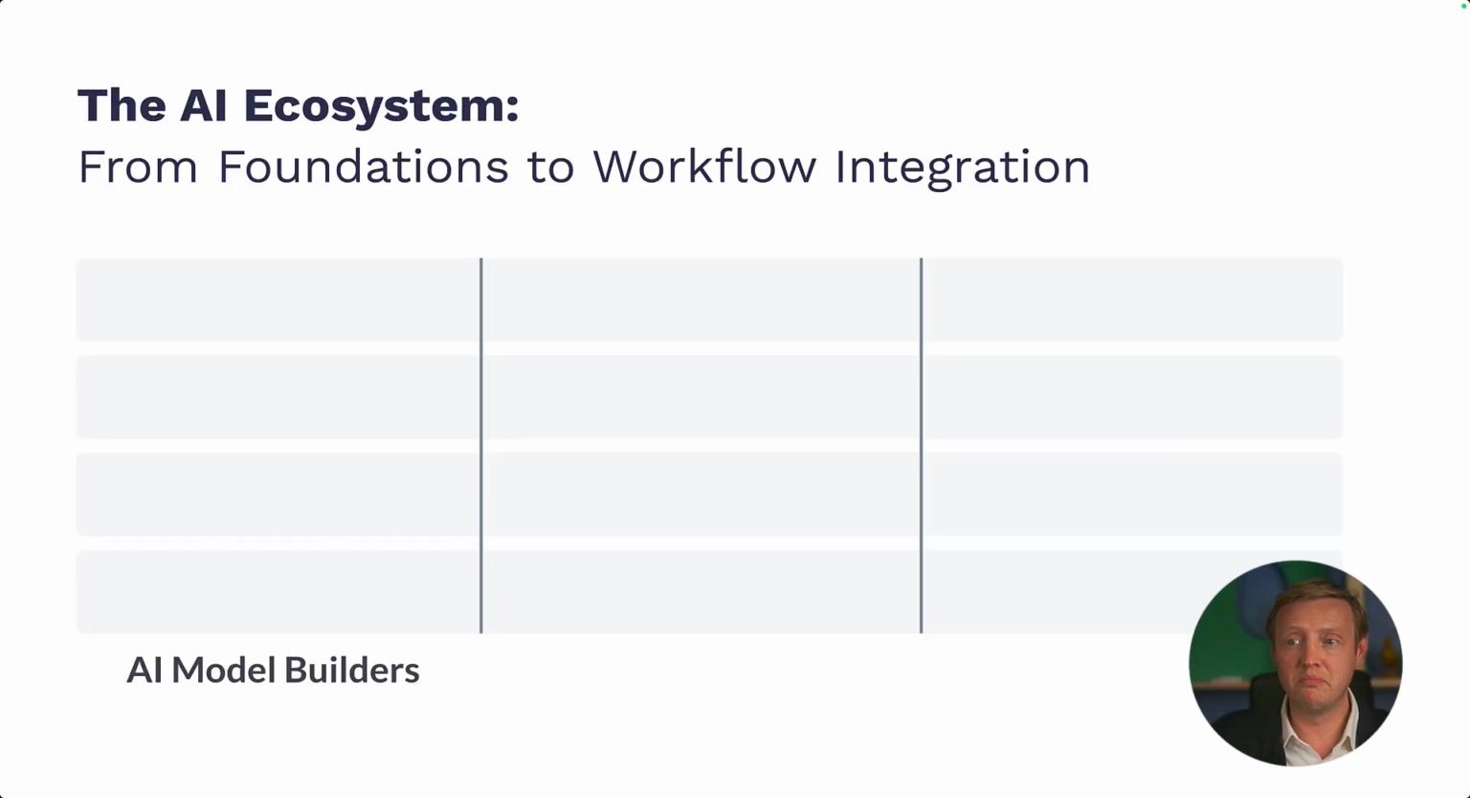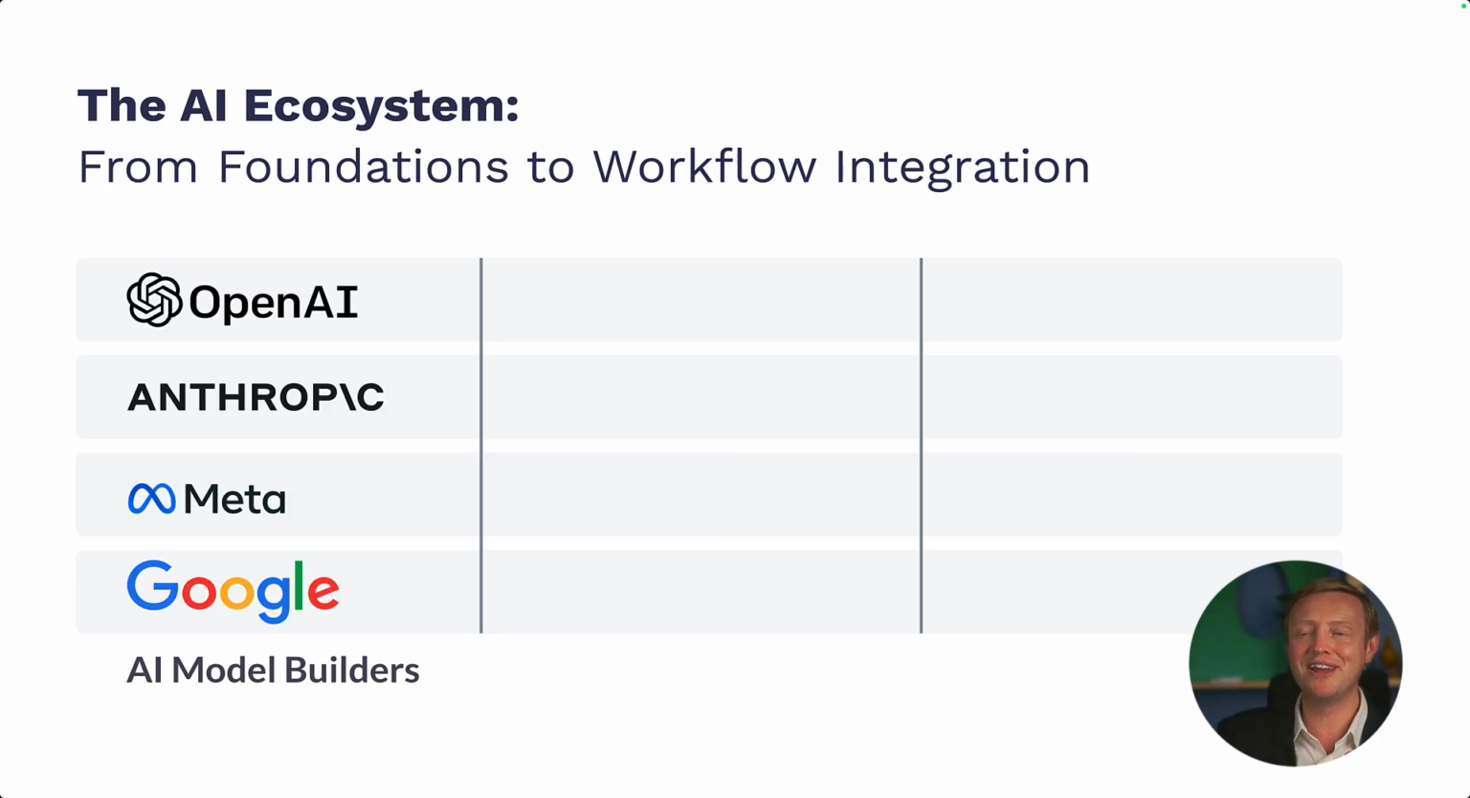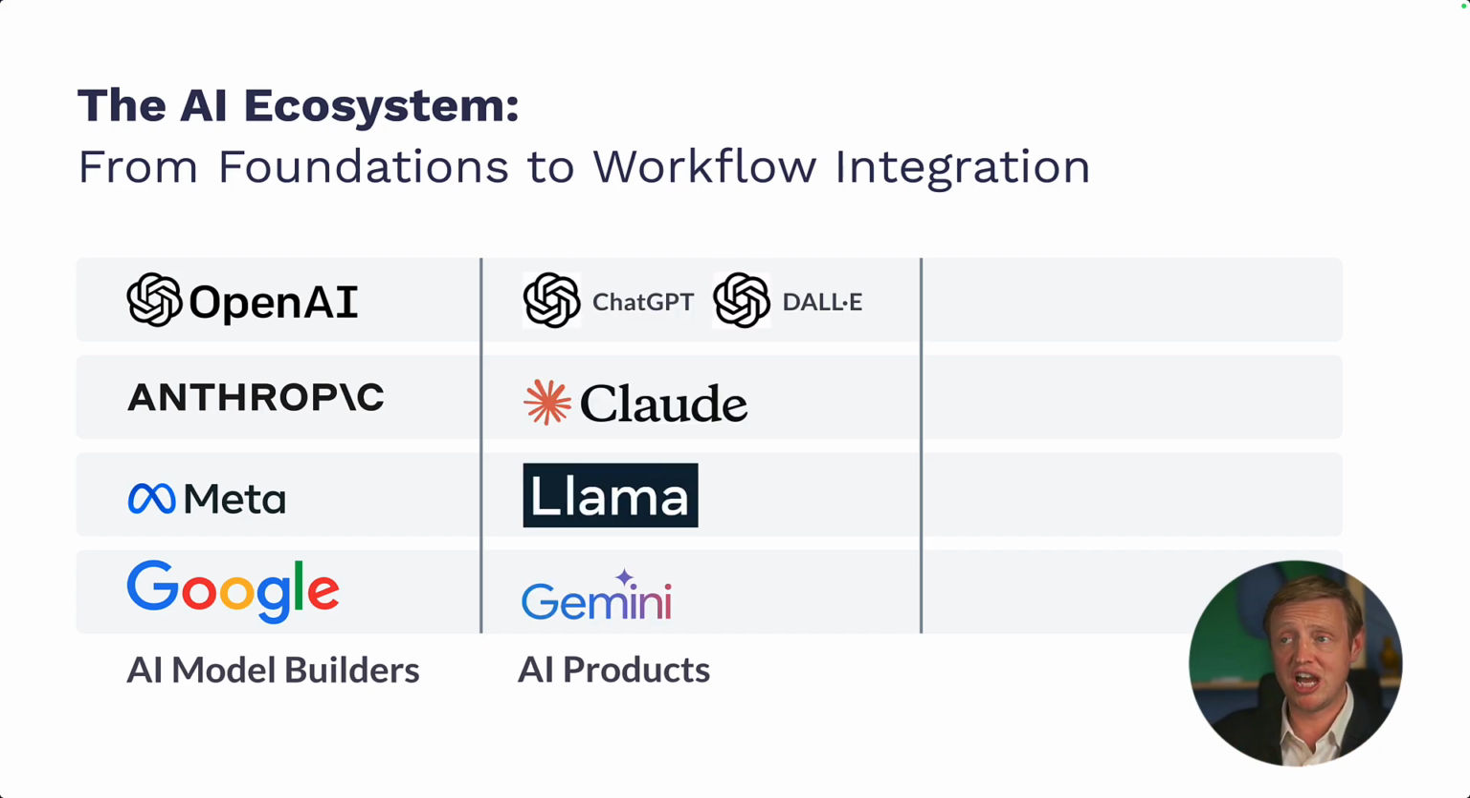So if you look at the AI ecosystem, what people are typically talking about when they mean AI, they're talking about large language models. And the model builders for those large language models are companies like OpenAI, Anthropic, Meta, Google, and a ton of others. These model builders have built products like ChatGPT, built by OpenAI, Claude by Anthropic, etc.